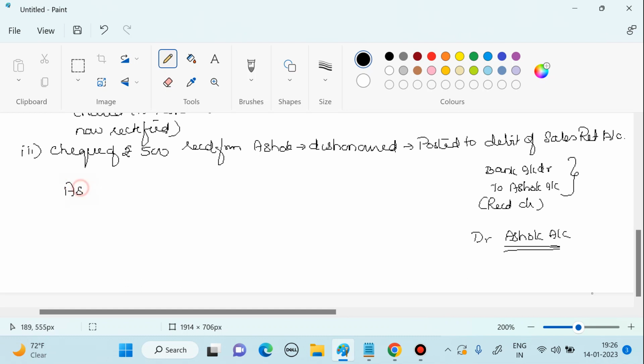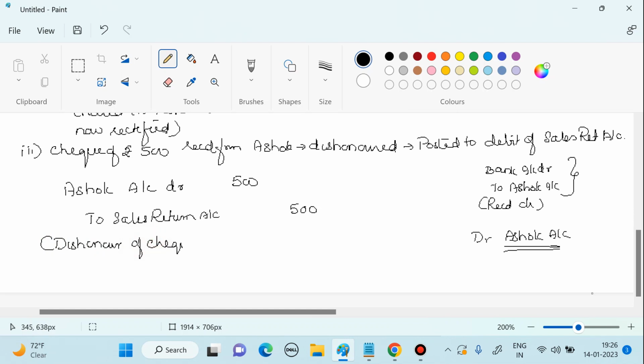So to rectify it, we will give debit to Ashok, and we will have to nullify this debit to sales return by giving it a credit. Like this, we record the rectification entry of Ashok account debit to sales return. Clear? Yes, ma'am.